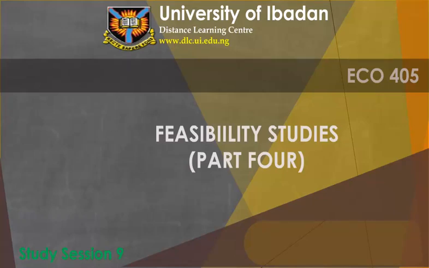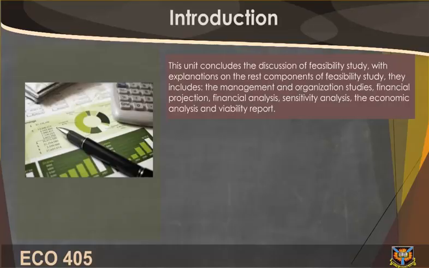Welcome to Study Session 9, Feasibility Studies Part 4, Introduction. This unit concludes the discussion of feasibility study with explanations on the rest of the components of feasibility study. These include the management and organization studies, financial projection, financial analysis, sensitivity analysis, the economic analysis, and viability report.